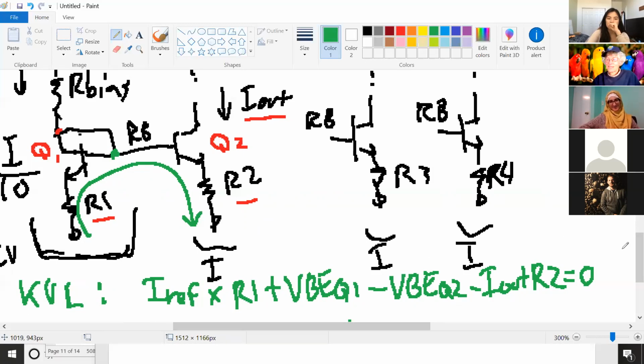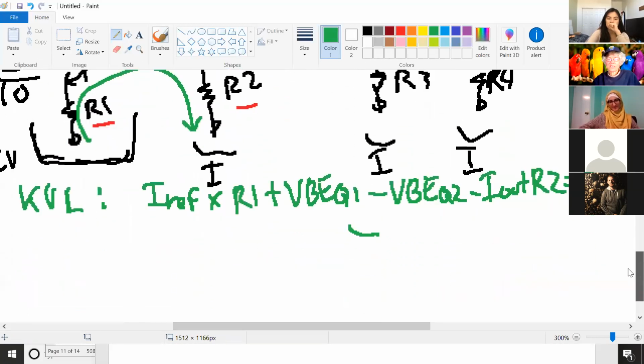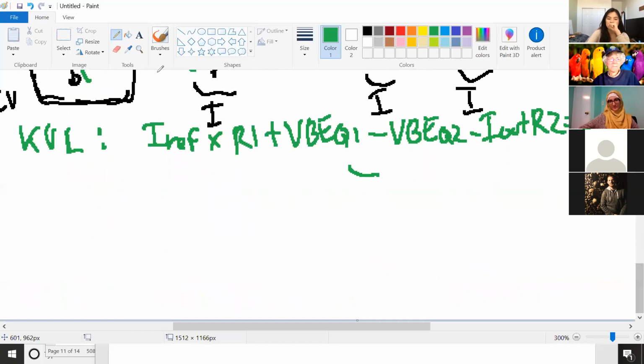So now this is another one that's hard to explain. I'll give it my best, and then you can correct me. But if you just do this math and assume that VBE Q1 and VBE Q2 are VBE on, these cancel out. And all you get is IREF times R1 minus I out times R2 equals 0.